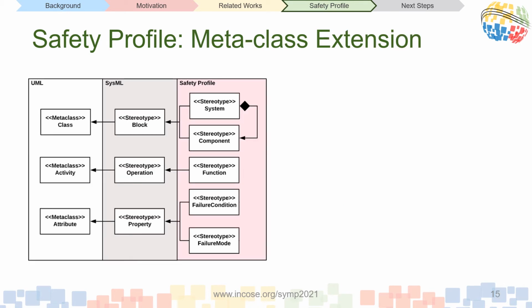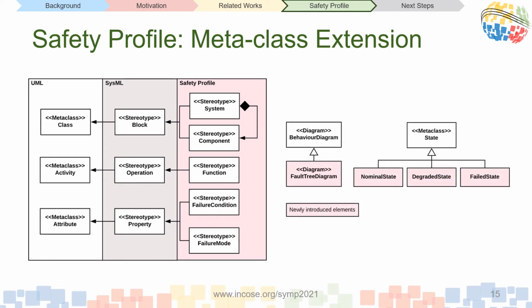Now I will expand on the profile extension portion of the methodology. I have introduced 5 new stereotypes: system, component, function, failure condition, and failure mode, and these will be used to capture safety information that goes into the FHA and FMEA documents. I've also created a new behavior diagram called a fault tree diagram for the purpose of storing FTAs within the system model, and 3 new states: nominal, degraded, and failed, which are introduced to allow for dysfunctional behavior to be modeled in state machine diagrams.